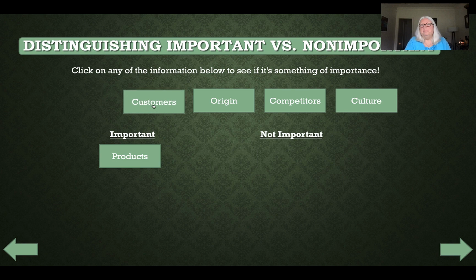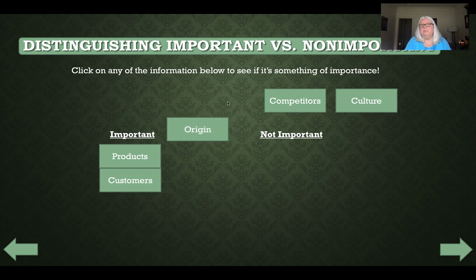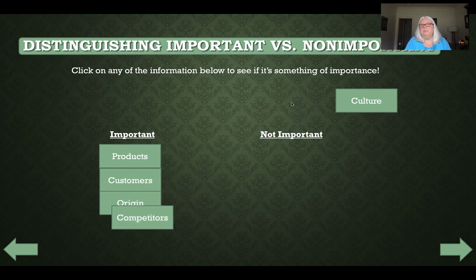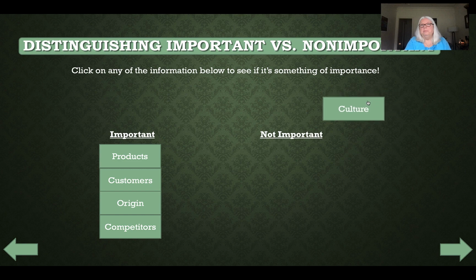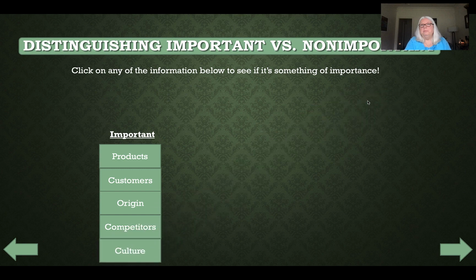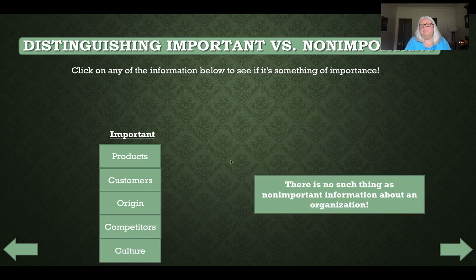Okay, so we can click on these. And see, this is causing the learner to be engaged. I can't just sit here and watch you tell me something. I'm actually, okay, yeah, that's important. How about culture? That's important. And then it comes up and says there's no such thing as non-important information about an organization. Okay, so that's a very interactive, kind of simple slide, but very interactive.